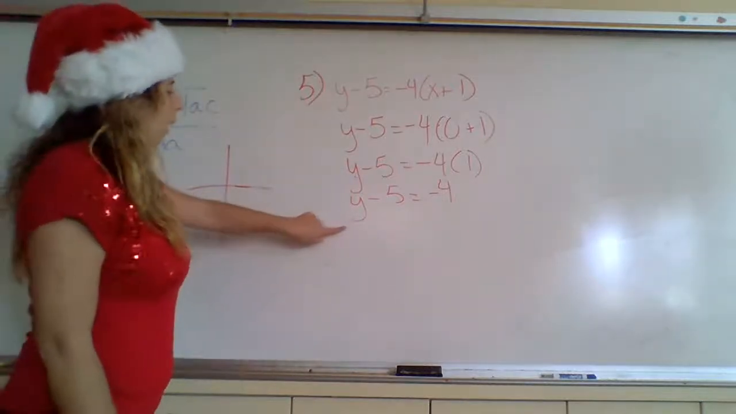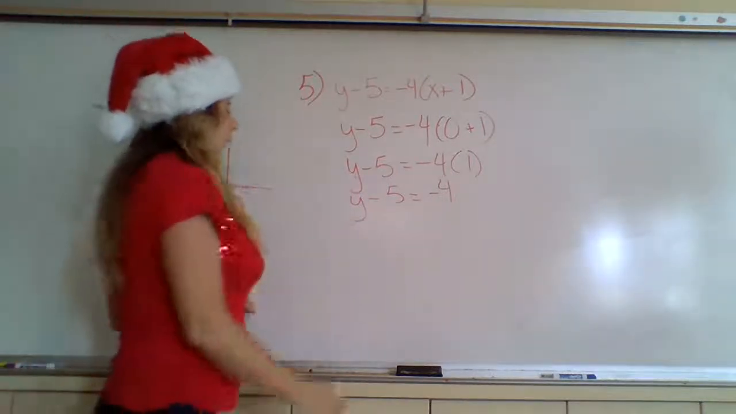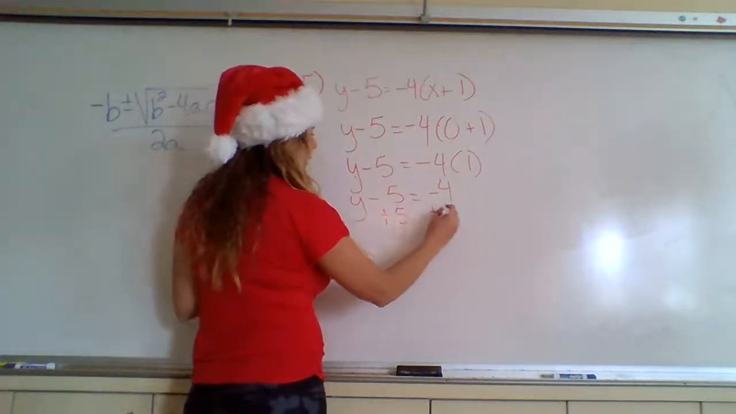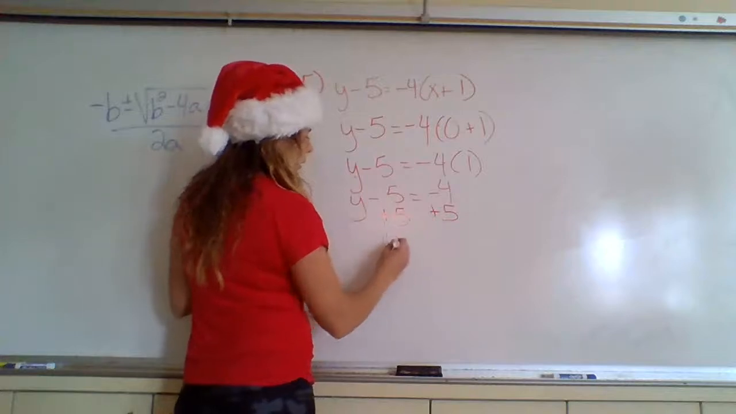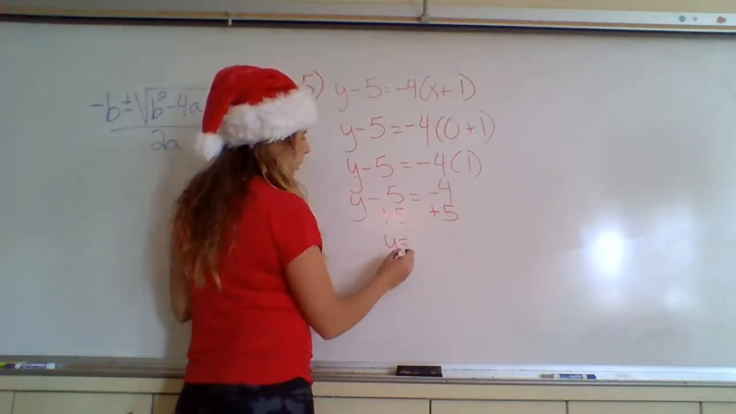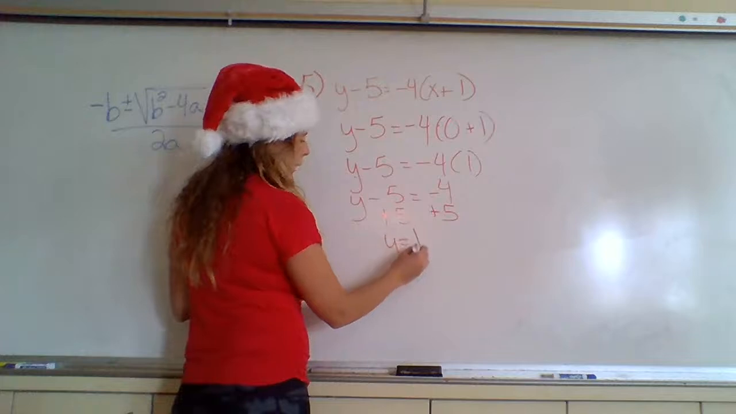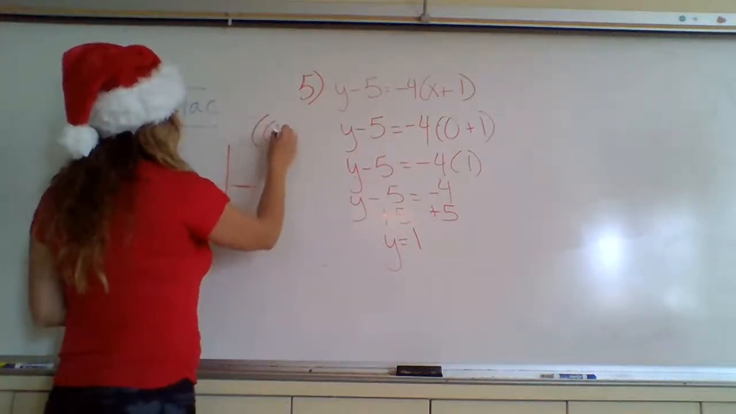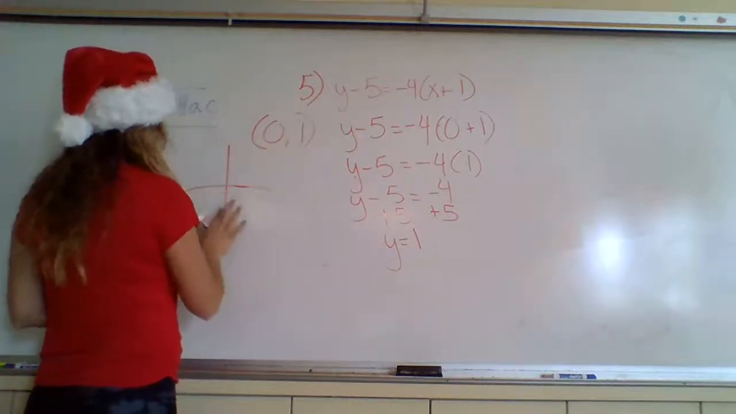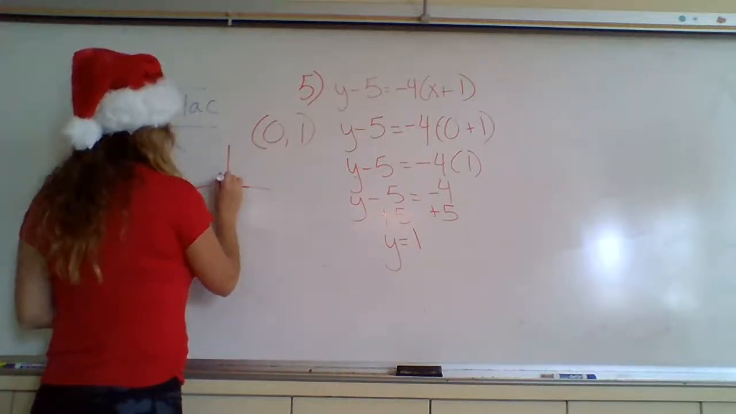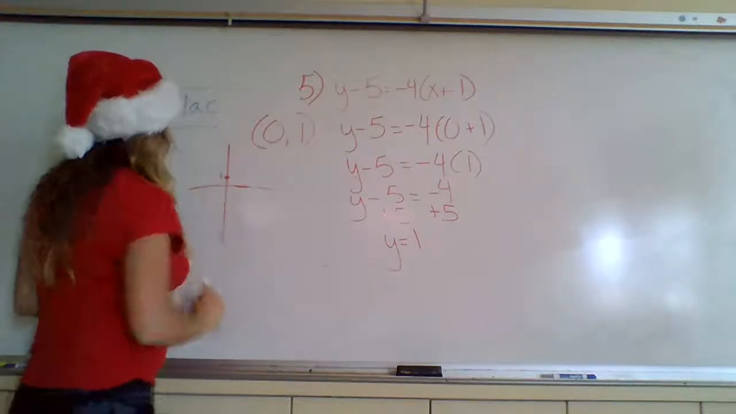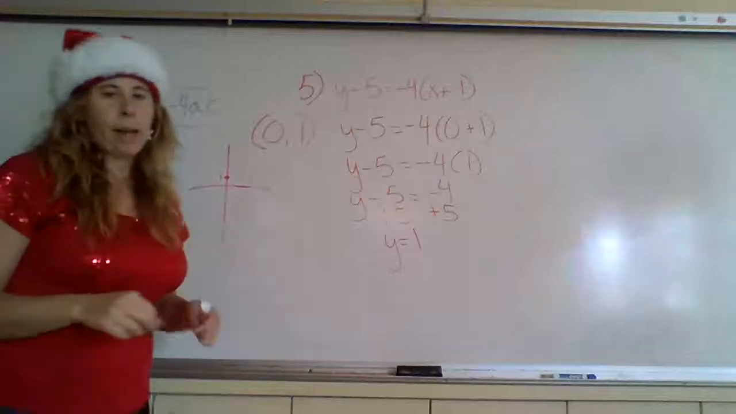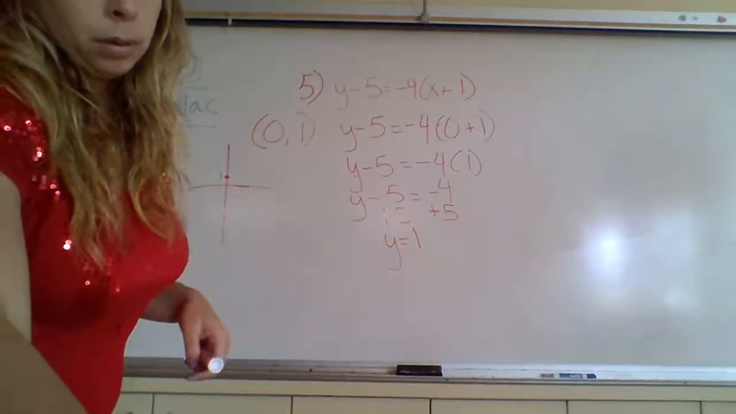I'm trying to solve for y, so we need to get rid of this negative 5. To do that, I'm going to add 5 to both sides. So y is equal to negative 4 plus 5, which is 1. So your y-intercept, x is 0, y is 1. X is 0, y is 1. All right, that's number 5.